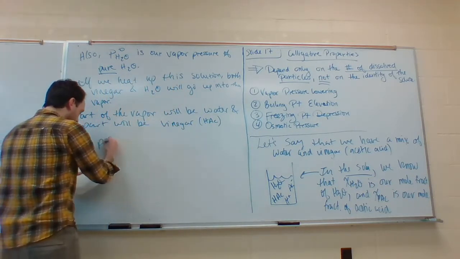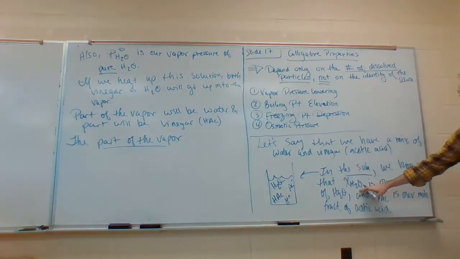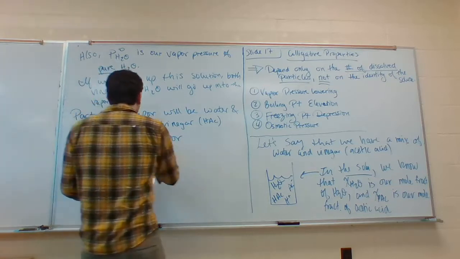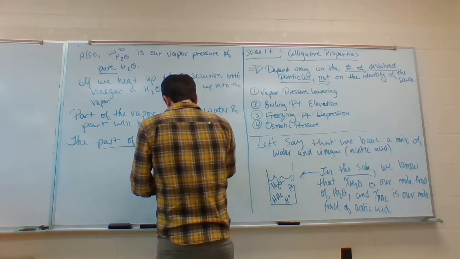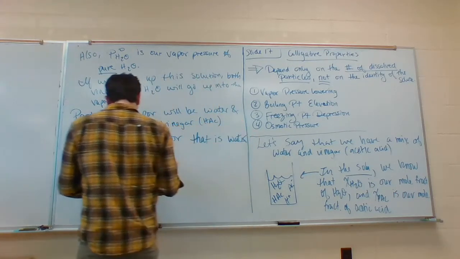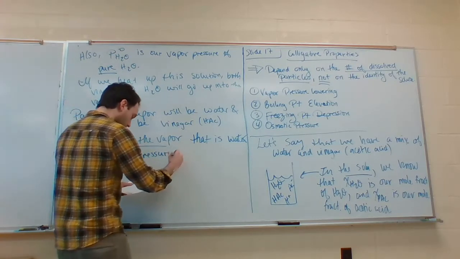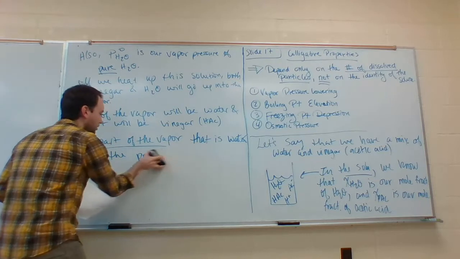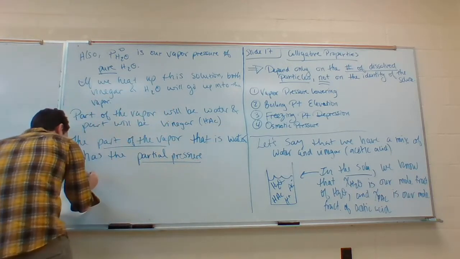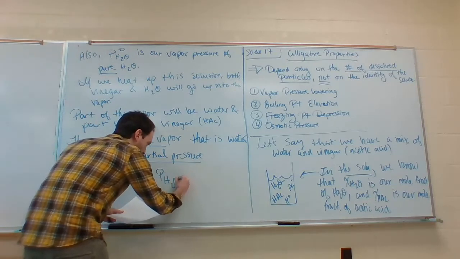Now, the part of the vapor, okay, so here we had our part of our solution, that was our X sub H2O, so the part in the liquid was denoted with X, right, that was our mole fraction in the liquid. If we have the part of the vapor that is water, it has the partial pressure, I should say, given by P H2O, which is equal to X H2O, P H2O standard.